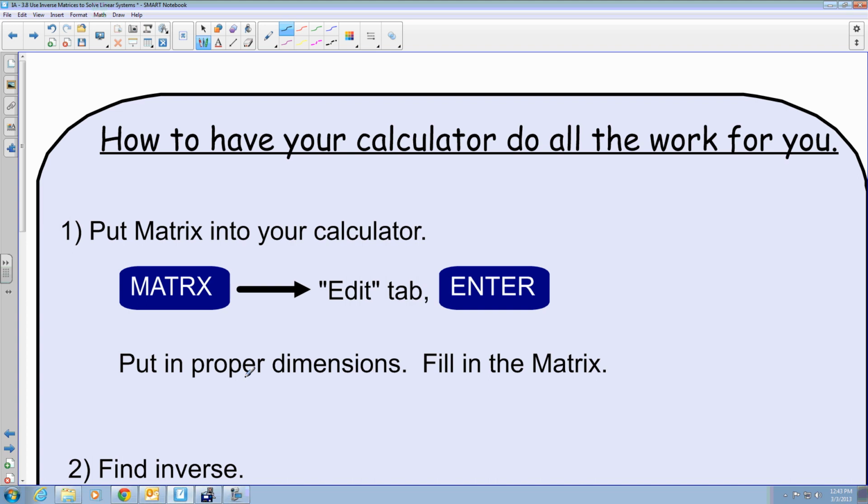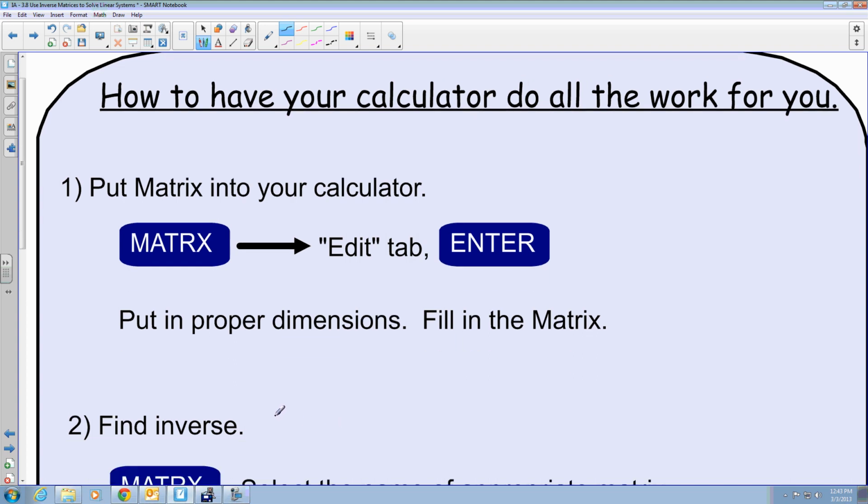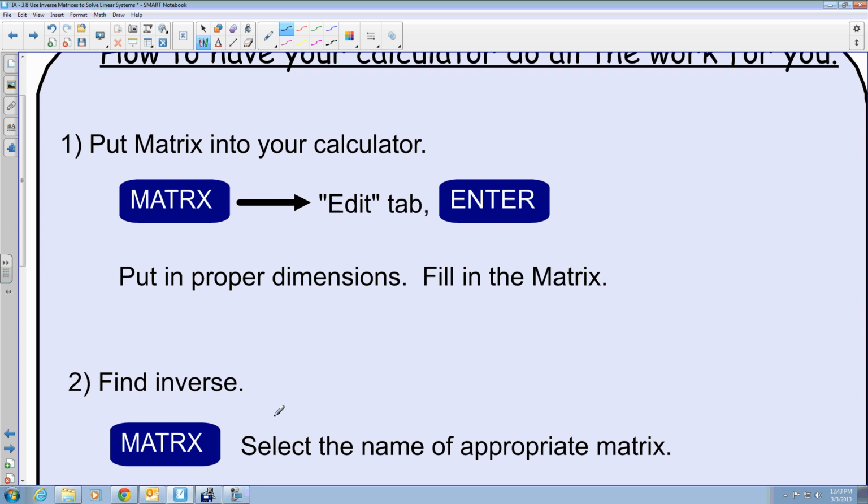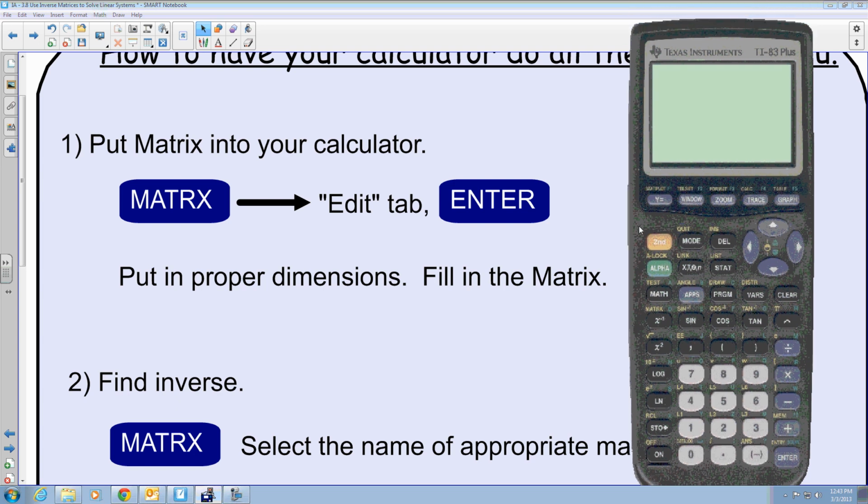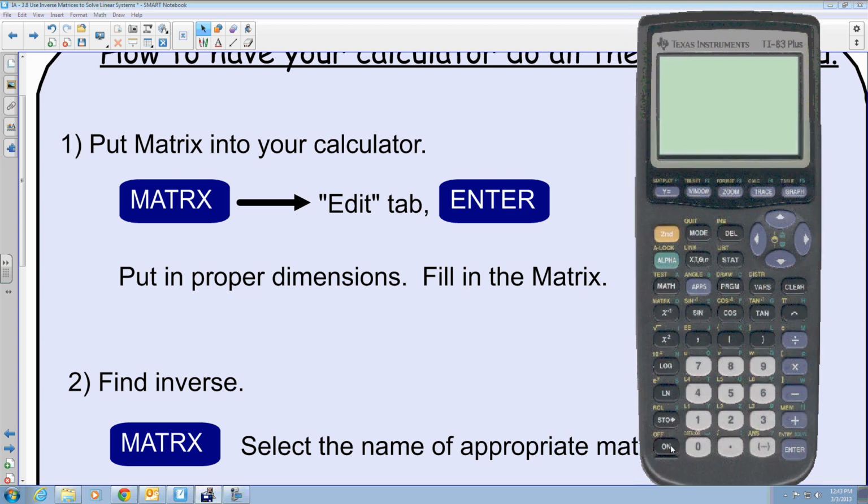When we're dealing with inverses that are larger than 2 by 2, let's say they're 3 by 3, we can use our calculator to help us work things out. So here's kind of the directions that I want you to follow, and then I'll show you what it is with my own graphing calculator. So I'm going to get my graphing calculator out here. It looks like this. First thing I do, I'm going to turn it on.